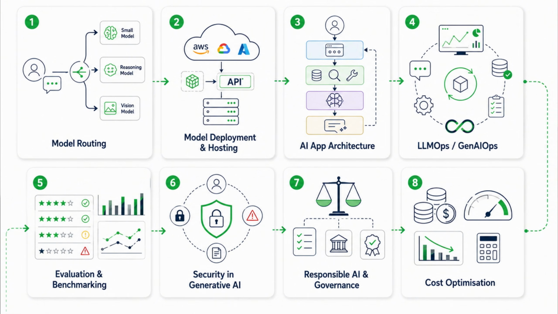Now, this topic is especially important for architects and developers, because building a real AI application is not only about calling a model API. We need to think about routing requests to different models, deciding where the model should run, and managing how the application behaves in production. We also need to think about governance, benchmarking, responsible AI, and cost optimization, so the final solution is accurate, safe, and affordable at scale.